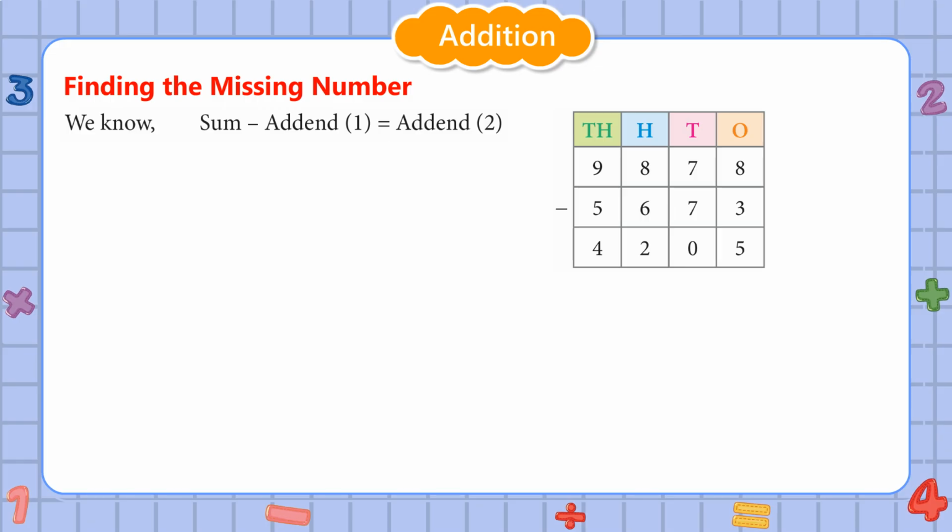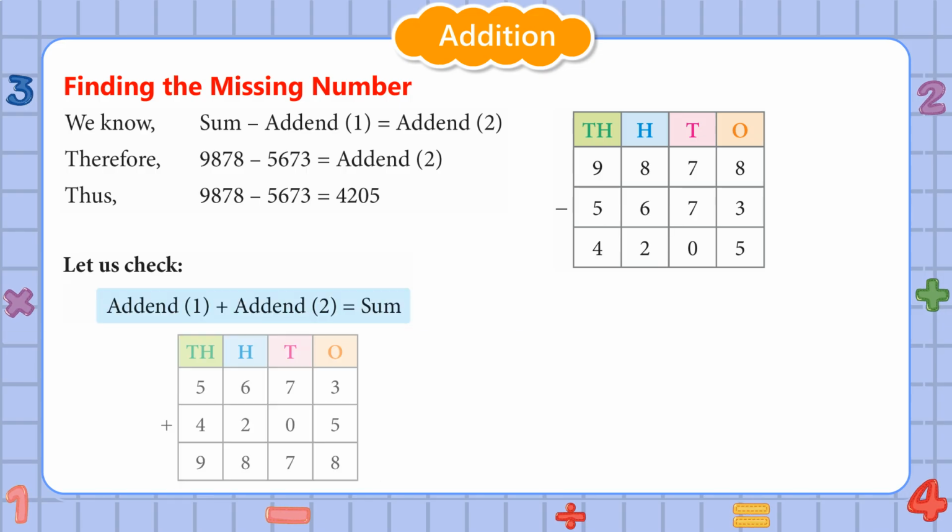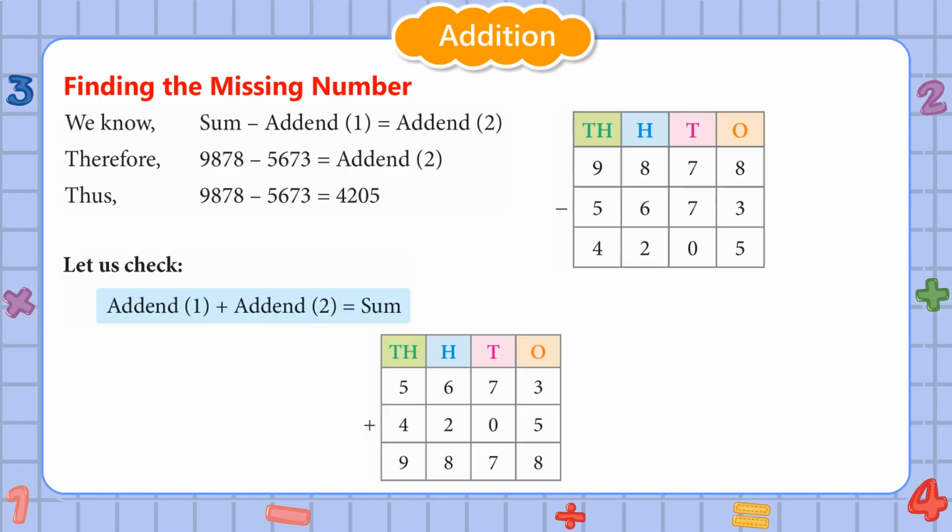We know sum minus addend 1 is equal to addend 2. Therefore, 9878 minus 5673 is equal to addend 2. Thus, 9878 minus 5673 is equal to 4205. Let us check. Addend 1 plus addend 2 is equal to sum.